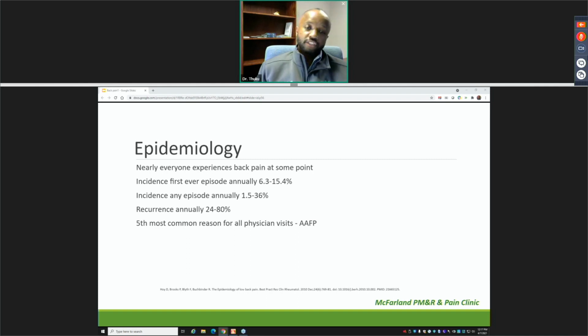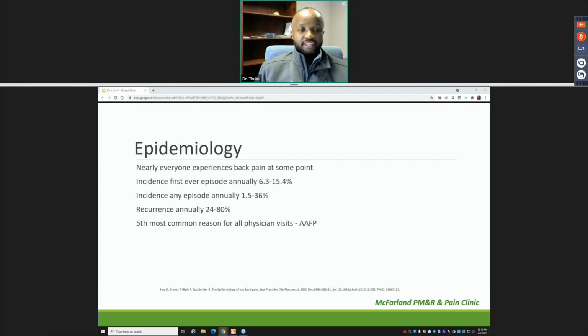The one thing that is also frustrating, with something that is so common, is the data is not consistent at all. For example, when you look at the figure for recurrence of lower back pain annually, it's a wide range. It goes from 24 to 80%. And actually, the paper that I could find here was the one which was trying to have minimal ranges. So the incidence also is pretty wide, from 1.5 to 36%.